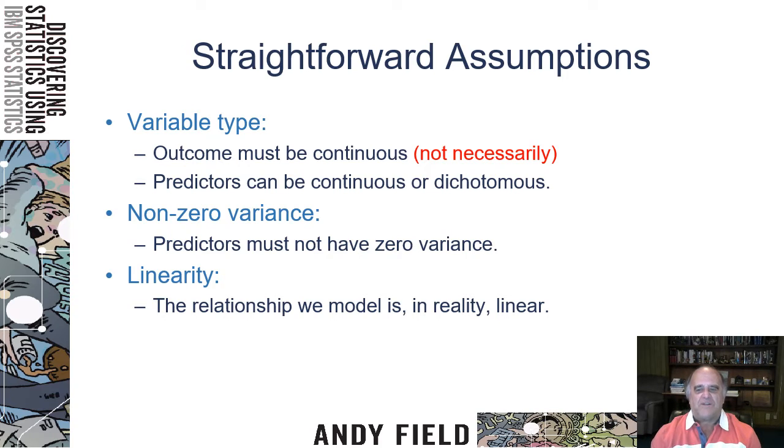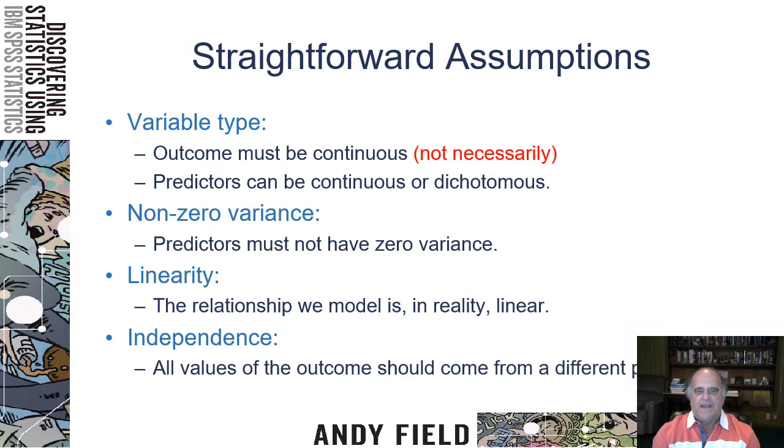Linearity: the relationship we model is in fact linear, and that's usually a pretty safe assumption also. Independence: that's that all values of the outcome should come from a different group of people, or a different panel of raters, or a different group. So it should come from different individuals. There shouldn't be correlated errors between those observations. If there are, then we move on and do a multi-level analysis.